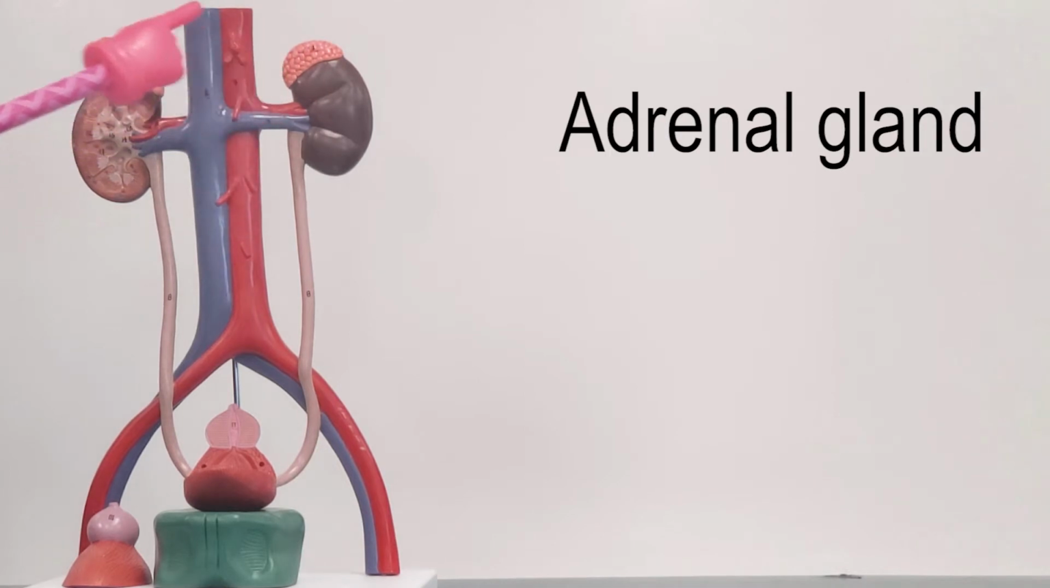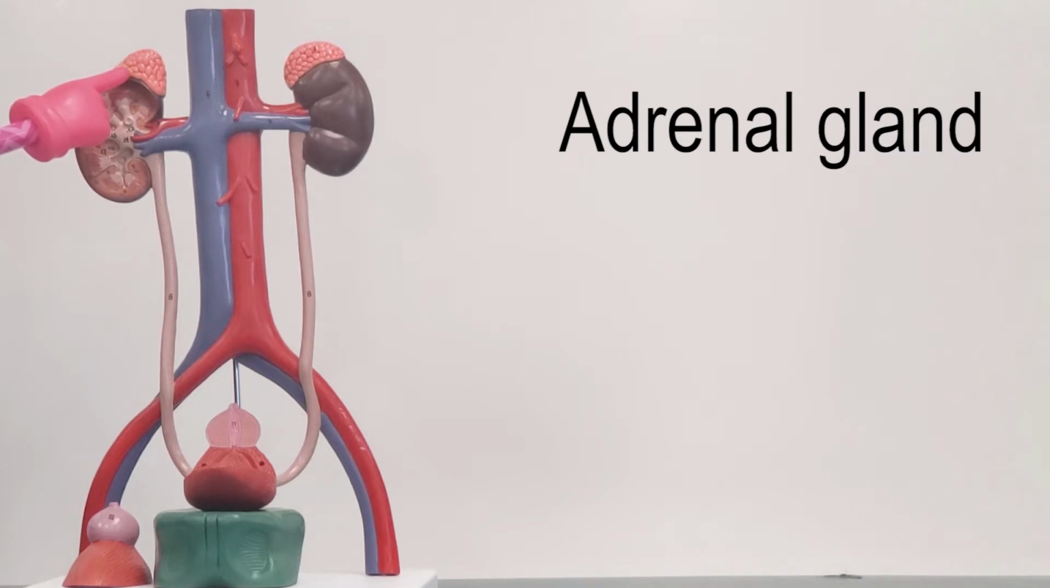Adrenal gland. This gland produces hormones such as cortisol and aldosterone. These hormones help to regulate blood pressure, blood sugar, and they also assist in metabolizing fats and proteins.